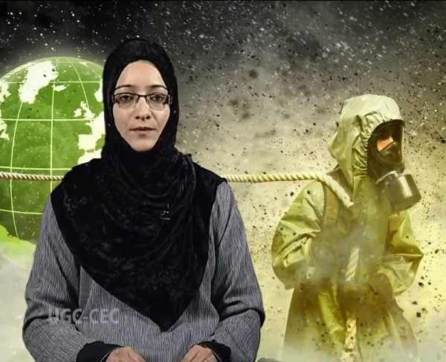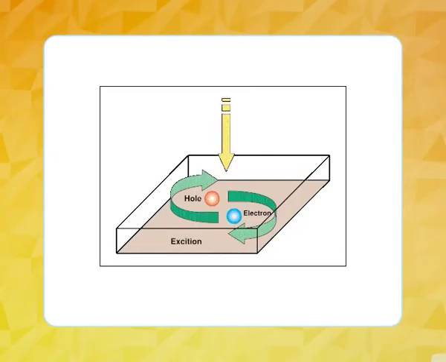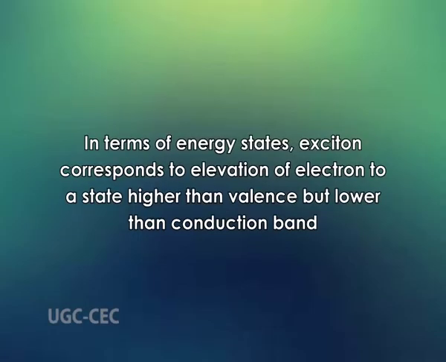An electron may obtain enough energy from incident radiation to move from the valence to the conduction band. Once the electron is free to move anywhere in the lattice, the removed electron leaves behind a hole. The electron-hole pair thus formed is called an exciton. In terms of energy states, the exciton corresponds to elevation of the electron to a state higher than the valence band but lower than the conduction band.